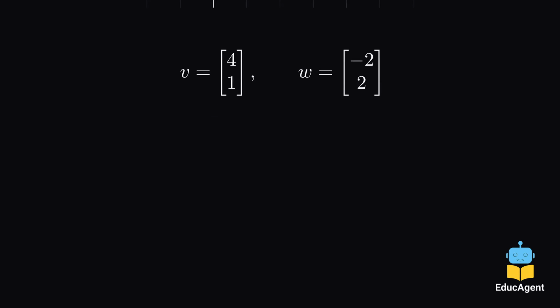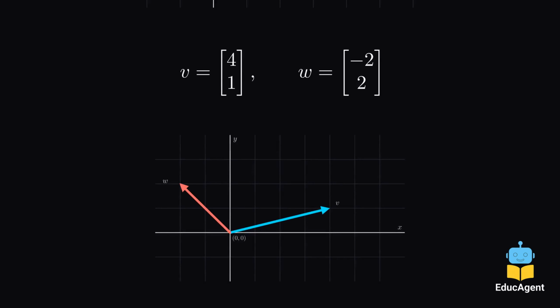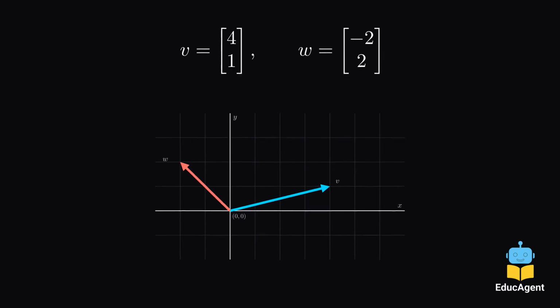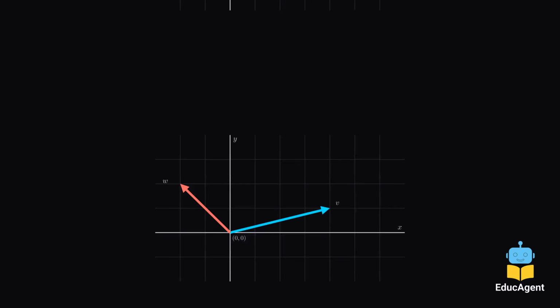We restate the vectors, so the viewer keeps the components in mind before plotting. Here are v and w drawn from the origin. v goes to (4, 1), and w goes to (-2, 2). Notice their directions and magnitudes as given by their components. We will add the vector v plus w in 2 equivalent ways to emphasize component-wise and geometric addition.